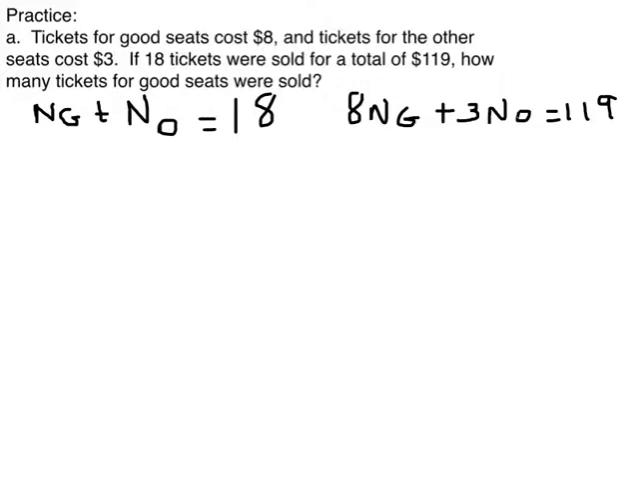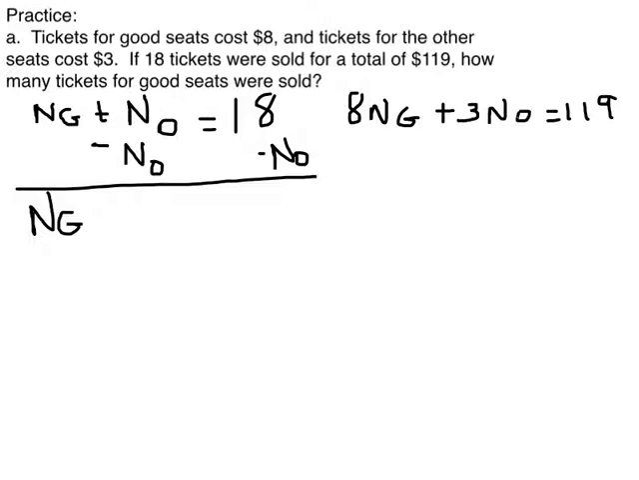So I need two different equations. So I've got the number of good plus the number of others equals 18. Total of 18 tickets sold. But here I'm going to have to subtract the number of others from both sides because I'm looking for the number of good. Now I know that the number of good equals 18 minus the number of other.